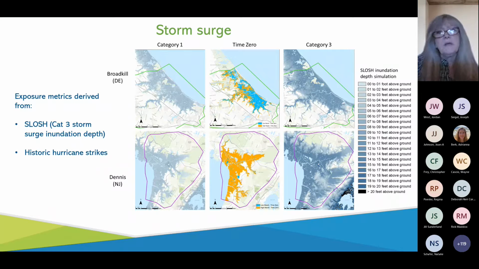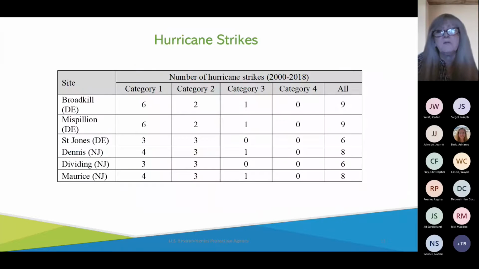Here are some example results of inundation depths, which were projected using the SLOSH model, for just two sites, Broadkill at the top and Dennis at the bottom. Category 1 hurricanes on the left, category 3 hurricane response on the right, and existing marsh conditions, just for reference, in the middle. And once again, the really useful part of this kind of presentation was the ability to not only compare depth of inundation between sites, but also where it occurred within sites. And you'll see later that we also tabulated these kind of results.